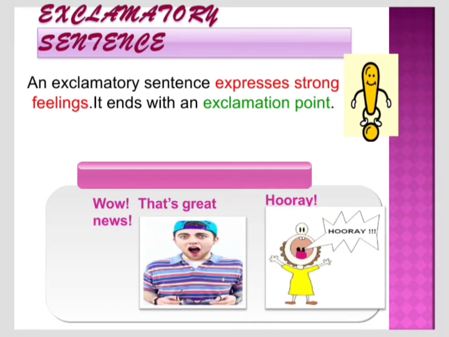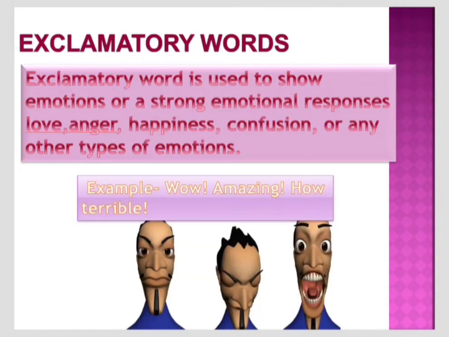Then there are certain interjections, or exclamatory terms, which we say, like wow, amazing, hurrah, alas. All these are what? These are interjections or exclamatory words. Now what do exclamatory words do? Exclamatory words are used to show emotions or a strong emotional response like love, anger, happiness, confusion, or any other type of emotions.